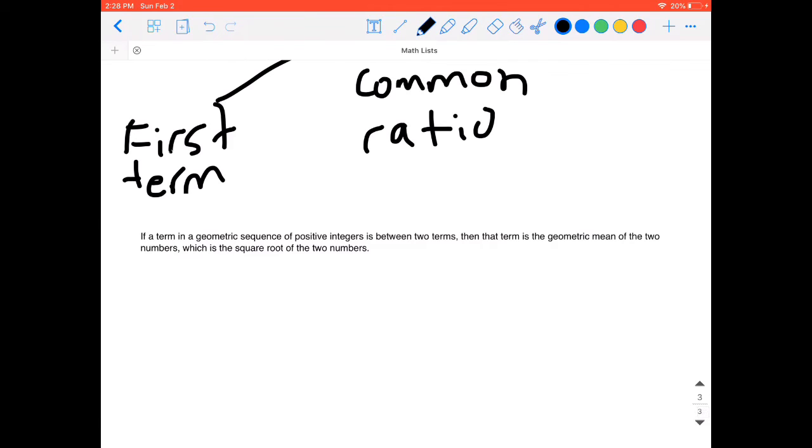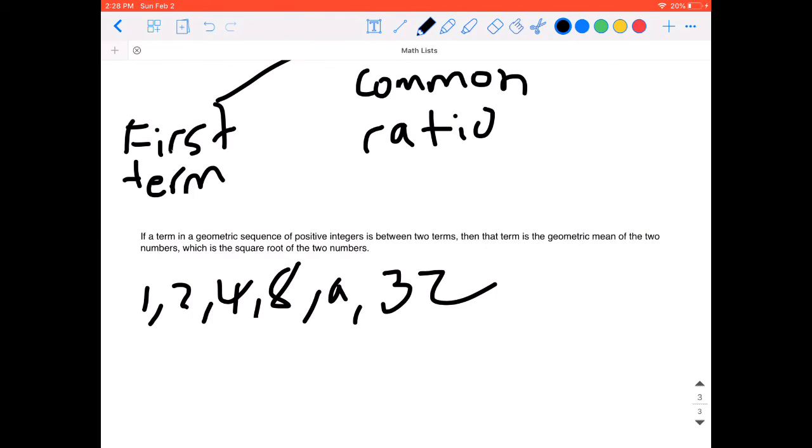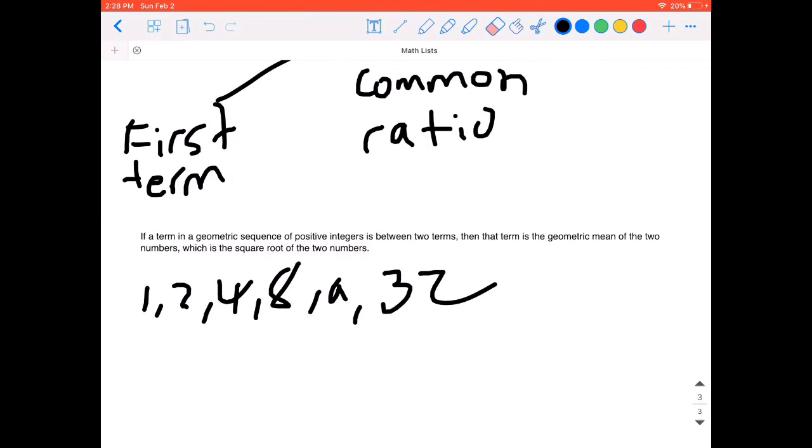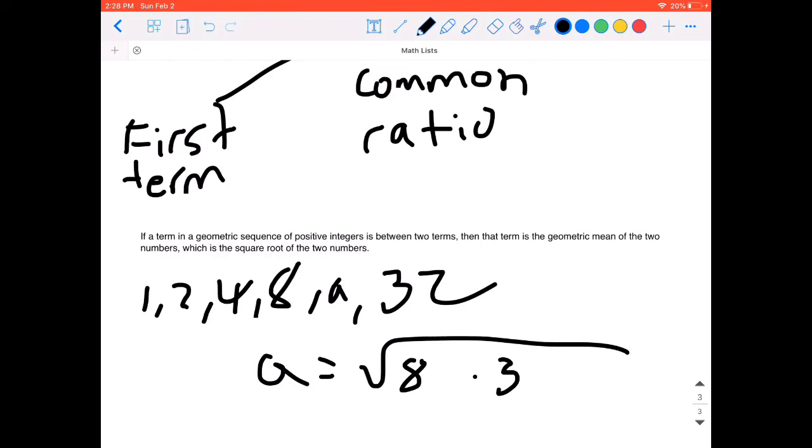So for example, let's say we have 1, 2, 4, 8, a, and then 32. Well, we have this is times 2, this is times 2, this is times 2, so a would have to be 16. However, we can solve it with a different technique. We can use the geometric mean. So a equals the square root of 8 times 32, which equals 16. So do whatever you feel is more suitable to you.